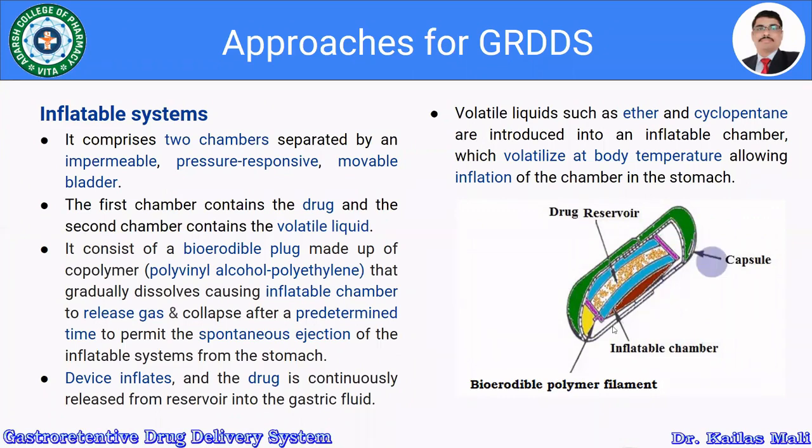So the inflatable system comprises two chambers separated by an impermeable, pressure responsive, movable bladder. The first chamber contains the drug and the second chamber contains the volatile liquid. So here it's the drug, and the second chamber contains the volatile liquid.